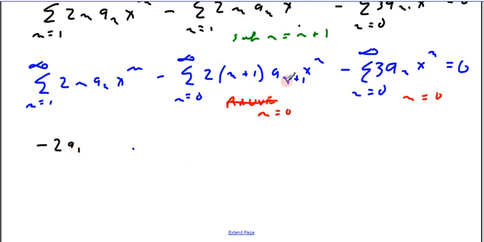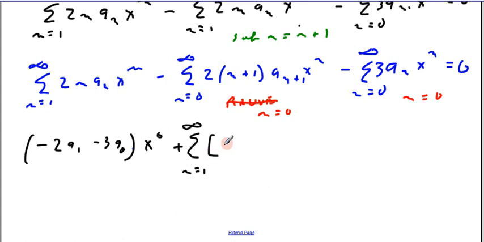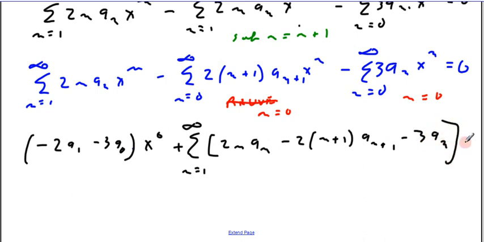When I take the a0 guy out, it makes it (a1 minus 3a0) x to the 0, plus summation n equals 1 to infinity. We're going to put everybody in here now: (2n a_n minus (2n plus 1) a_(n+1) minus 3 a_n) x to the n is equal to 0.